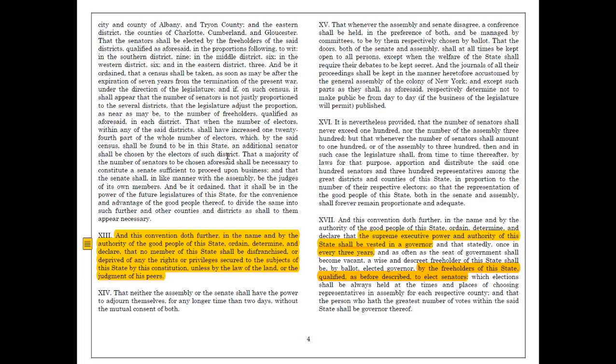The last piece then here is to add in the executive and see how it fits. If we come down to Article 17, it declares that the supreme executive power and authority of the state shall be vested in the governor, and that statedly once in every 3 years, and as often as the seat of government shall become vacant, a wise and discreet freeholder of the state shall be by ballot elected governor by the freeholders of the state qualified as before described to elect senators. So we have these 2 standards of voting credential, a lower one and a higher one. The higher standard is necessary to vote for governor. The governor will serve for 3 years unless they're removed from office.